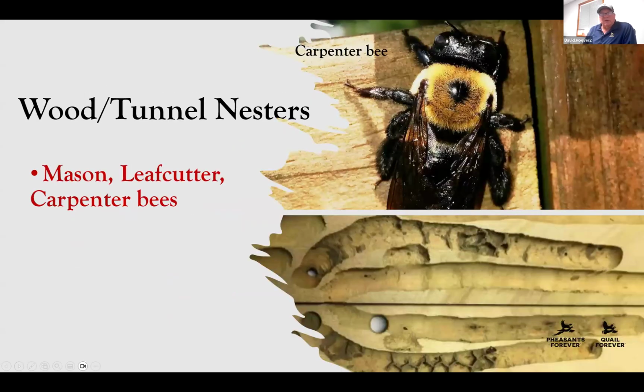Like I said, the wood and tunnel nesters make up about 30%, and those are your carpenter bees and the mason bees, and then leafcutter bees in general. So you see the carpenter bee here. They're a large bee, often mistaken for a bumblebee, but there are other characteristics. The easy way for me to tell is if they've got a shiny abdomen here, they're generally a carpenter bee. You can see they drill basically almost a perfect circle hole.